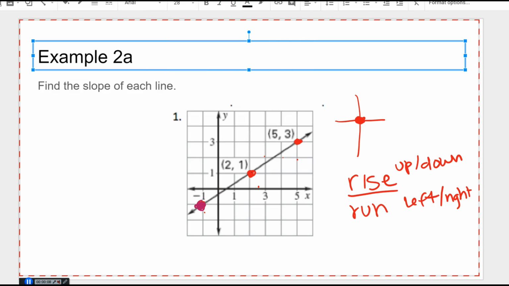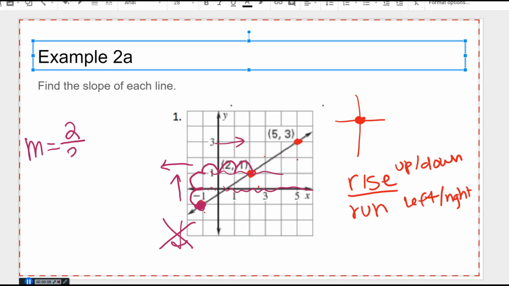And my rise is up or down to the next point. Well, if I go up, I'm closer to that point. If I go down, there's nothing there. So I'm going to go up 1, and that point is not there. So I'm going to go up another, and the point is here. So I know that the rise is positive 2 because I went up. Then I'm going to go either left, but there's no point there, or right. So I'm going to go from here 1, 2, 3. And that is the slope, 2 over 3.